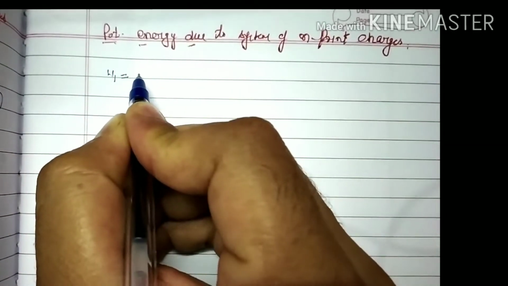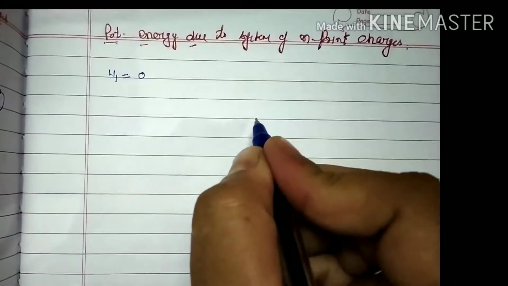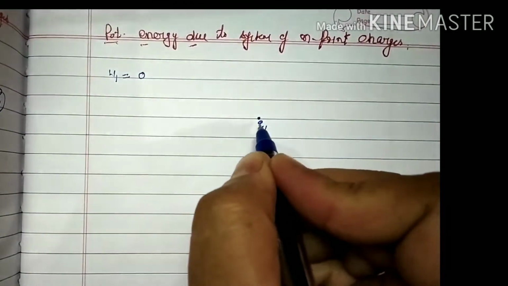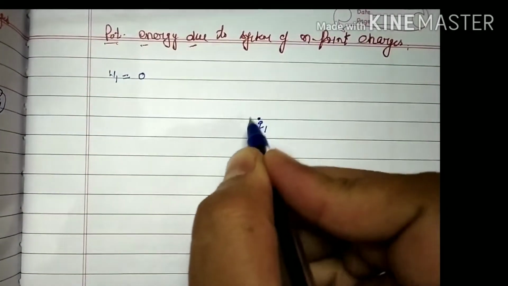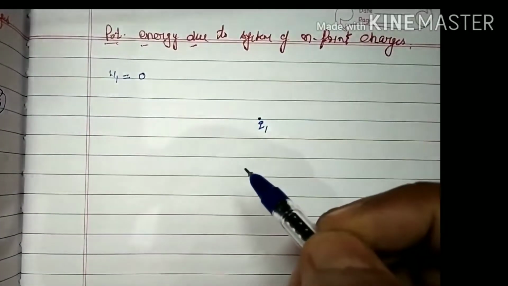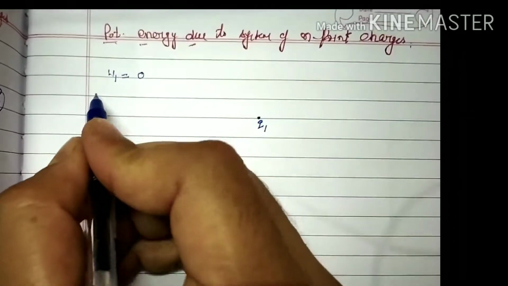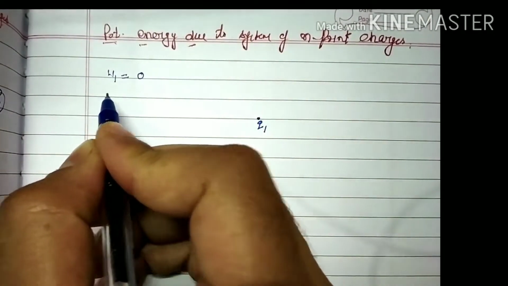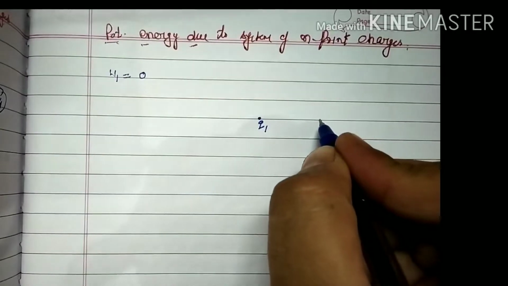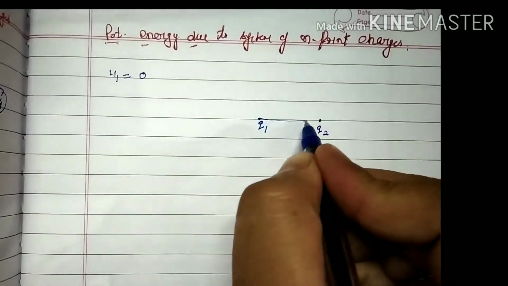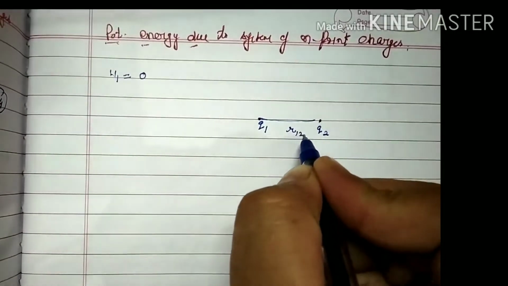In the previous topic, we first found the work done to bring a charge q1, which is equal to 0. Suppose we are bringing this q1 charge from infinity. For that we do no work, because there is no field against which we would do work, so the work done is equal to 0. Now the second charge, q2, we bring from infinity and keep at a distance r12.